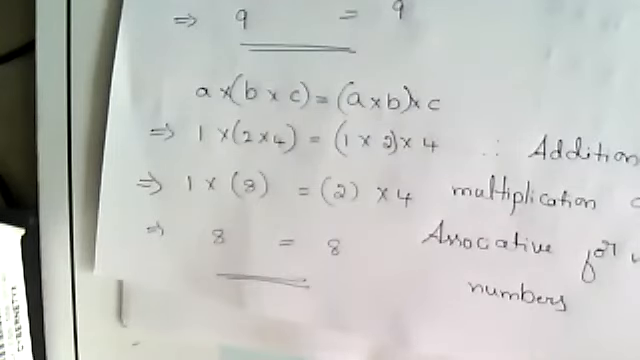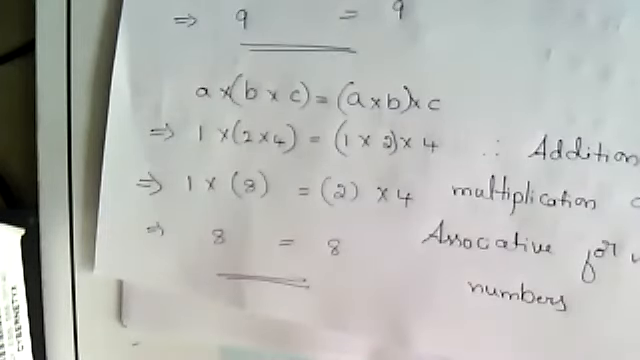See here, if you didn't understand, please text me. I will explain once again in tomorrow's class. Okay. It's a very basic thing. We have learned only 3 properties: closure property, commutative property, and associative property.